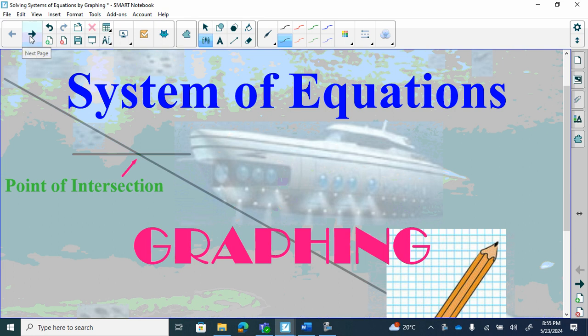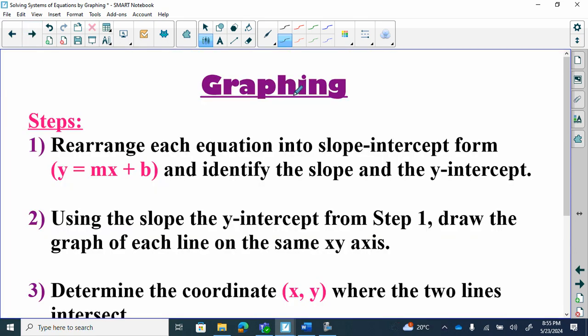So once again, we're going to solve a 2x2 system of equations. There's two equations with two unknowns, but today we're going to solve it by graphing. And these are the steps. So step one, we're going to rearrange each equation into the slope-intercept form, or y equals mx plus b. M is the slope, and b is the y-intercept.